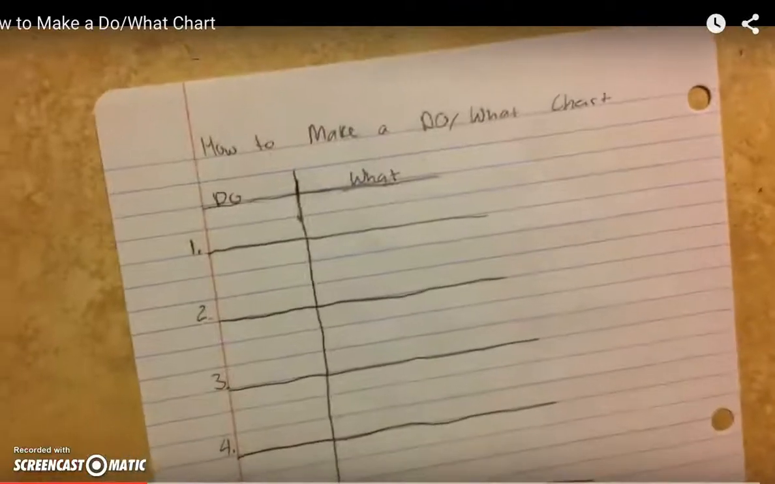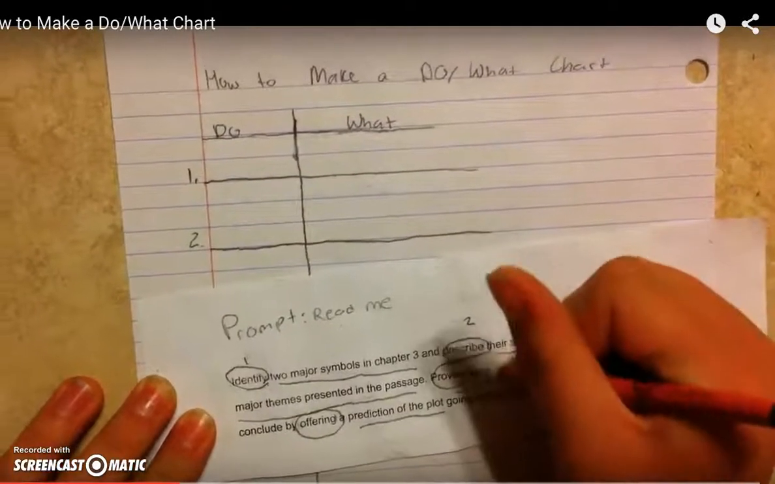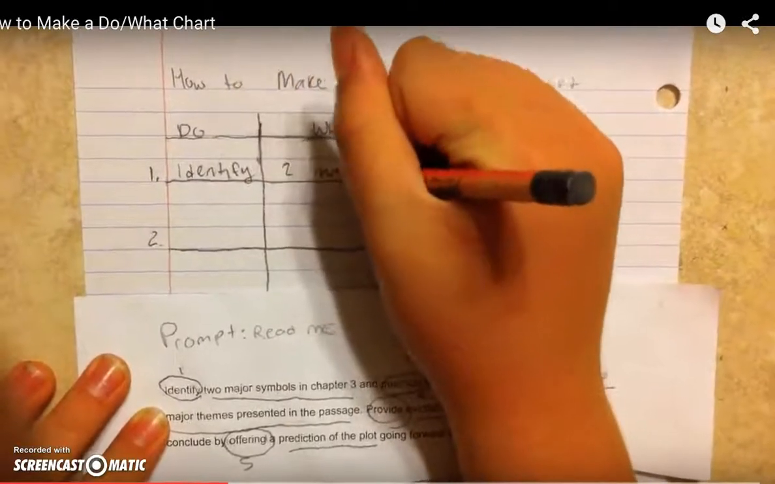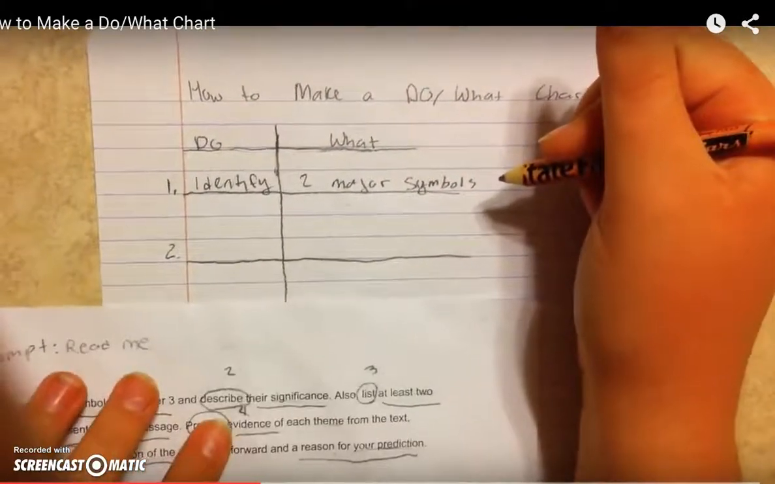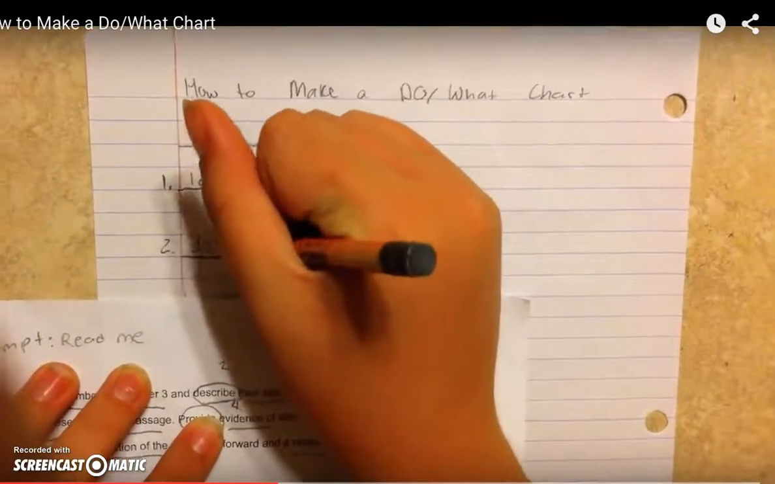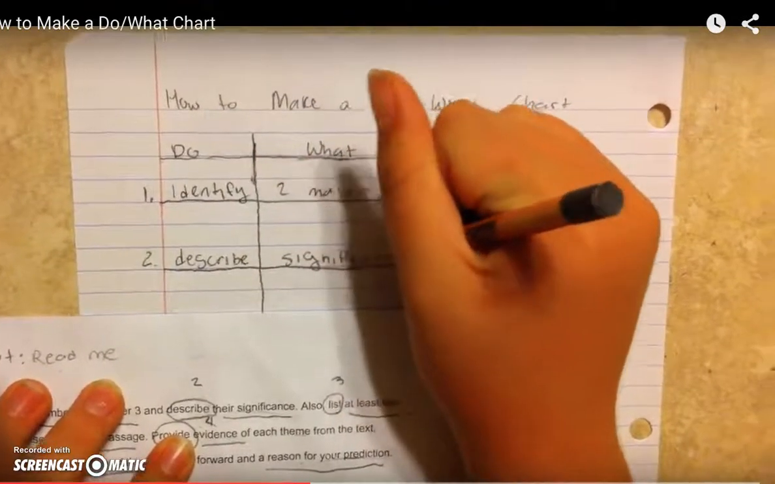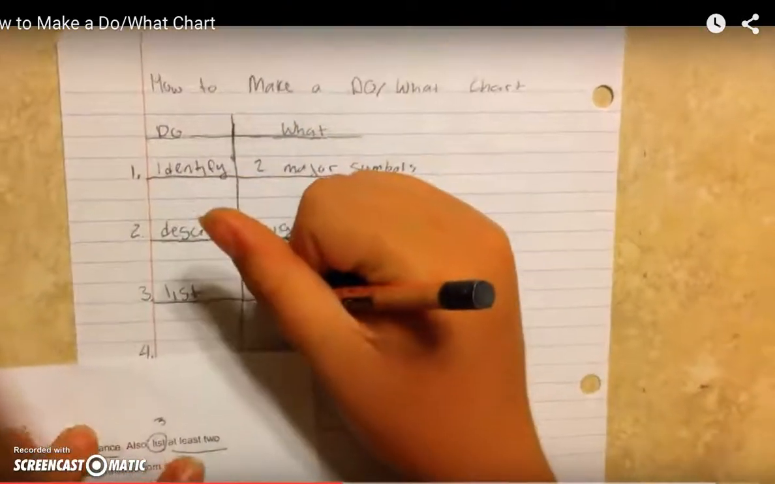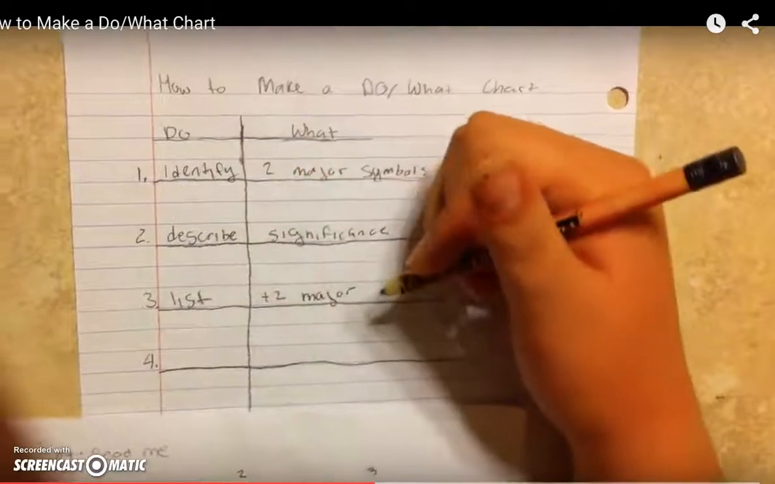Now, as you can see, I already went out and made the chart. First, we're going to number the verbs. So 1, 2, 3, 4, 5. Now 1, identify. 2 major symbols. 2 will be describe. Their significance. 3 will be list. At least 2 major themes.